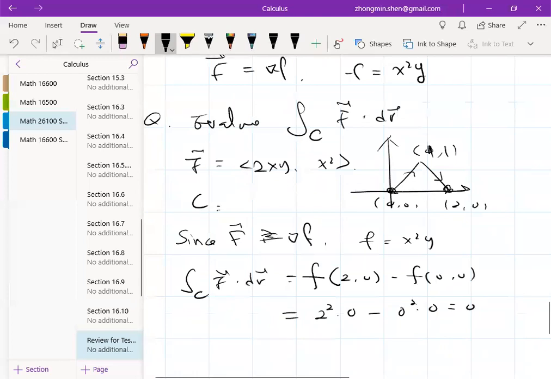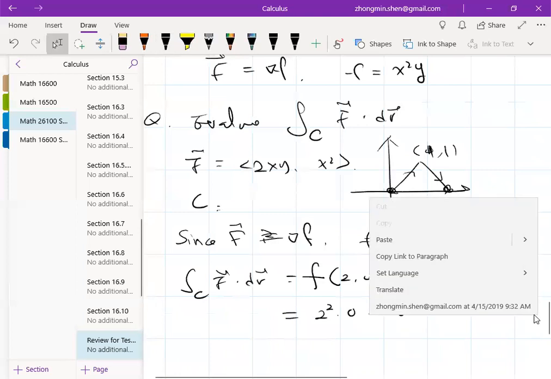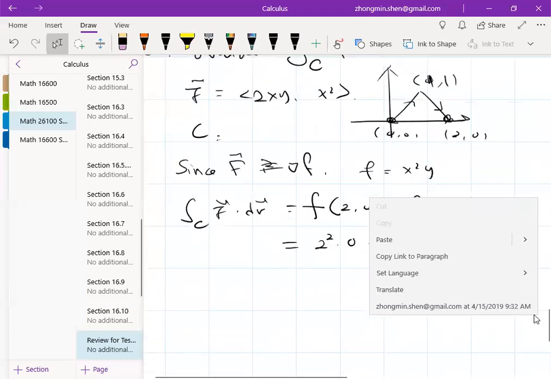Okay, so this is good. So when you're given a very bad curve, look at the F, whether you can prove that it's conservative, because it's much easier to find the gradient for that. Then evaluate the line integral using a traditional method.